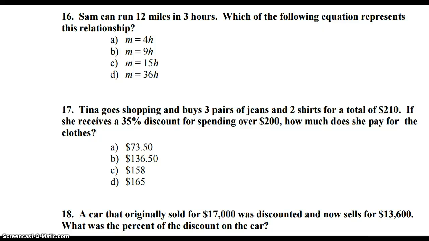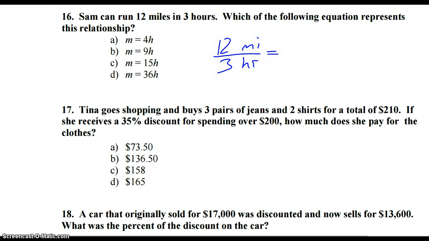Okay, checking out 16 through 20 on the 7th grade MCA packet. Number 16 says Sam can run 12 miles in 3 hours. Which of the following equations represents this relationship? Alright, so we have to be able to take the amount of hours he runs times something to equal 12 miles, or if you want to look at it this way, he runs 12 miles in 3 hours. So how many miles per hour does he run?